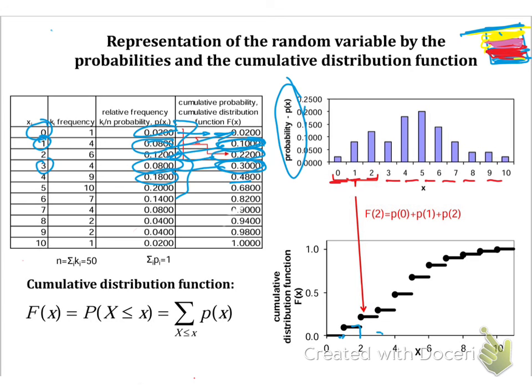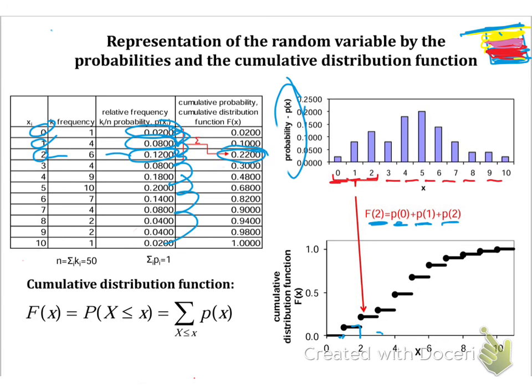If you look at the formula here, you will find F2, the cumulative at 2. It will be equal to the probability of x equals 0 plus the probability of x equals 1 plus the probability of x equals 2. So probability of 0 plus probability of 1 plus probability of 2, all of them. But in the table here, no need every time to add this plus this plus this, because we have already the new cumulative.